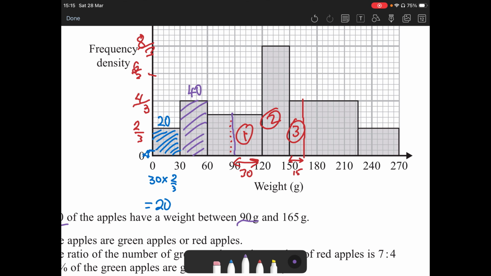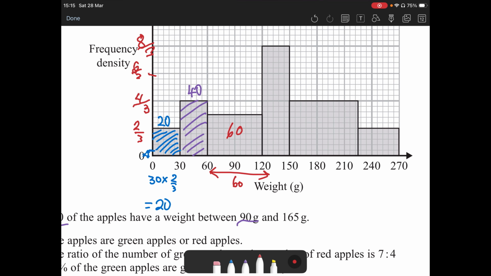Let me rub this bit out. I know what the middle bits are, but let's just work out the area of all of these. So the width here is 60, but for the height, I want the number that's halfway between 4/3 and 2/3. That would be 3/3, which is 1. So 60 times 1 is 60.